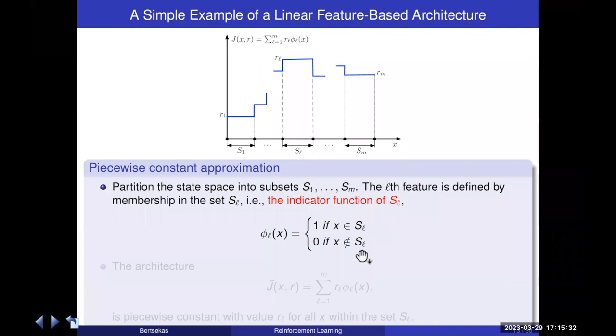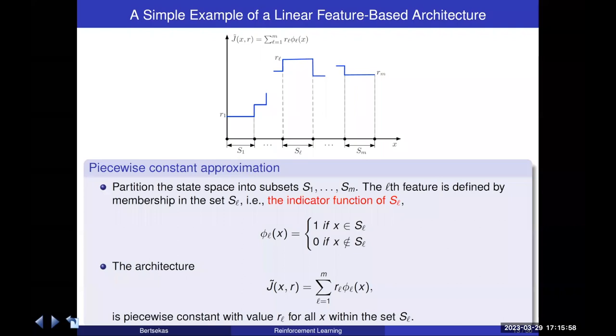And now if you take these functions that have height 1, you multiply them with r, you obtain an architecture of this form here. There are these constant levels, and the levels are the parameters of the architecture. And the architecture is piecewise constant with value r_l for all x within the corresponding set. It's a very general architecture, not very powerful though, because if you have a complicated target function, you have to select very judiciously these sets here before you can have something that's effective.